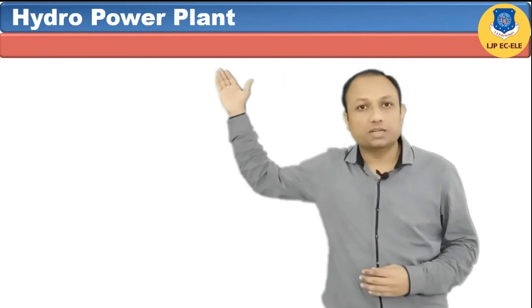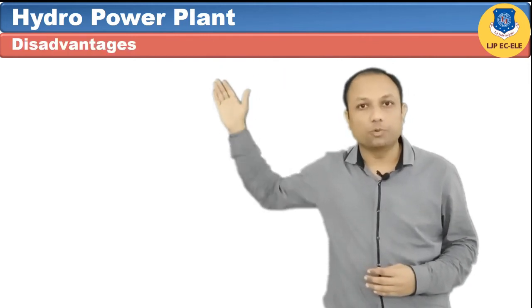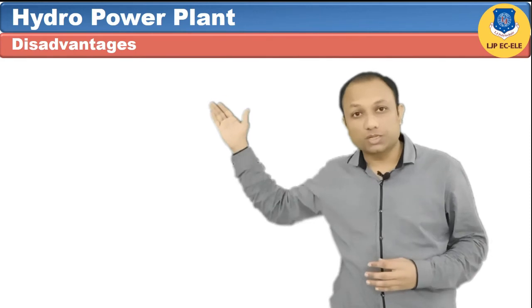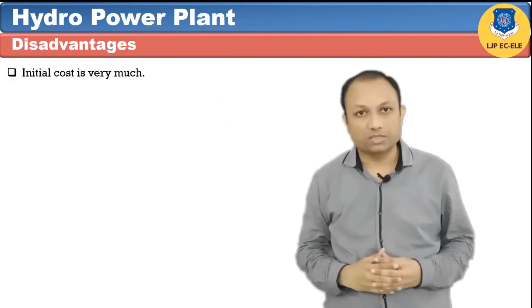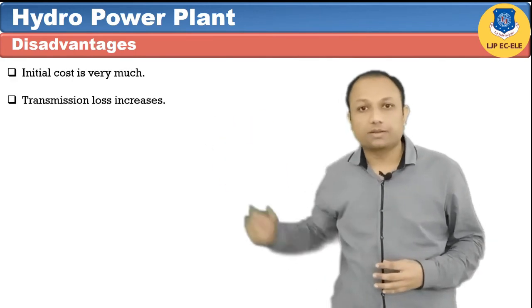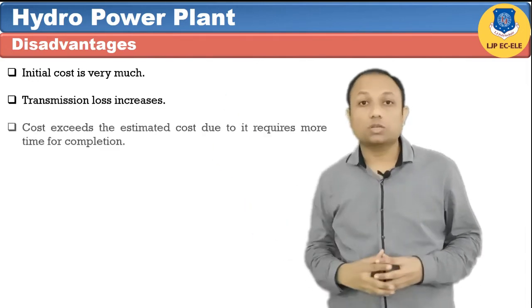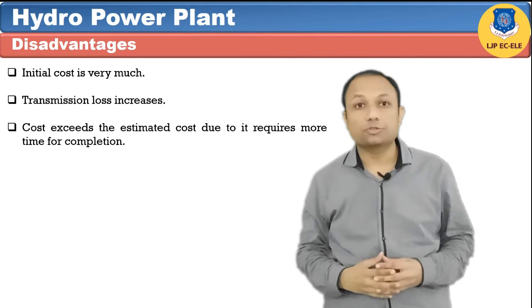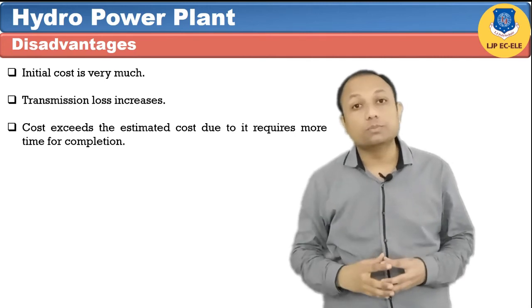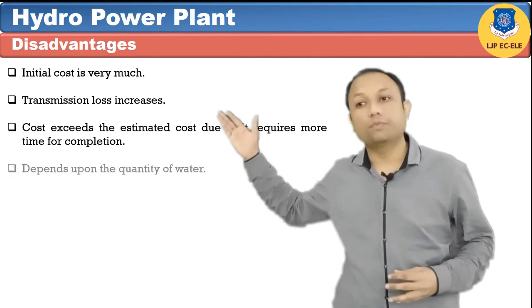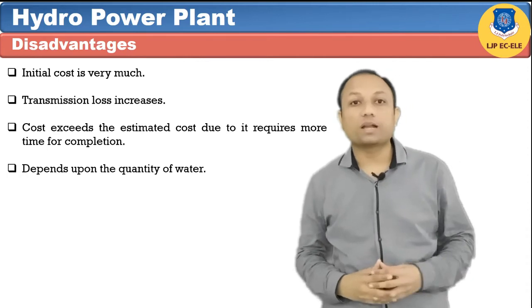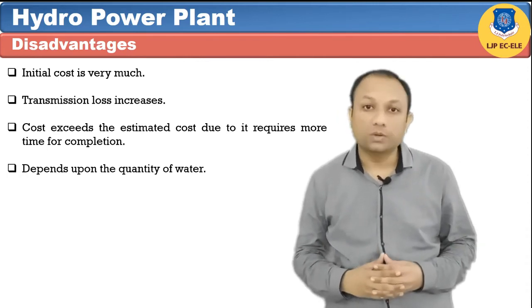Let's discuss the disadvantages of hydropower plant. In that first one, initial cost is very much high. Second, transmission loss increases. Third one, cost exceeds the estimated cost, due to it requires the more time for completion. And fourth one, the capacity of plant depends upon the quantity of water.